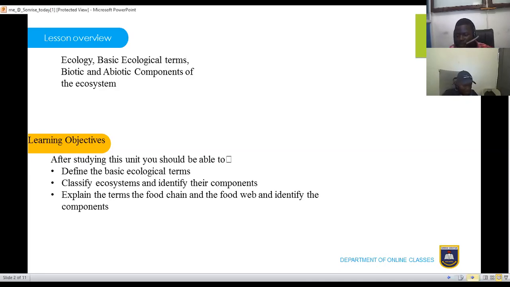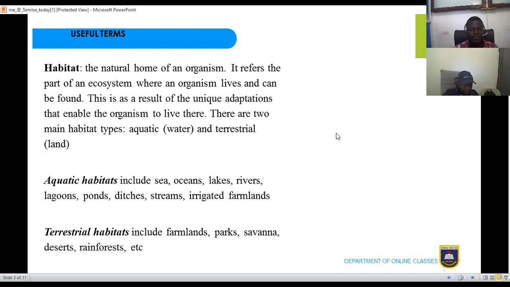All right. So basically, that is that about ecology. Let us look at some of the terms associated with the study of ecology. The first one I'd like us to look at is habitat. Now, the habitat is a particular place in the ecosystem where we can locate or find an organism, all right? Essentially, it is the natural home of the organism. This is where the organism lives and can be found, all right?